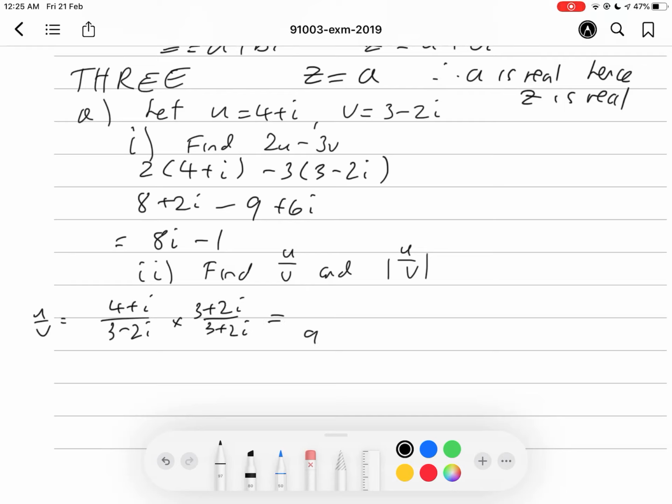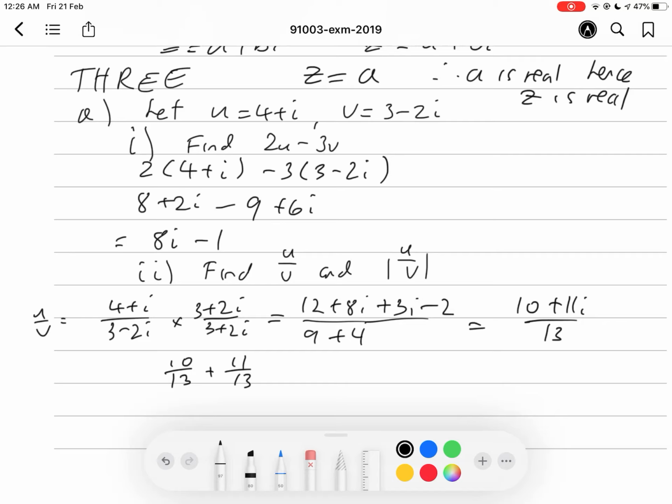The denominator equals 9. Negative 2i times 2i is negative 4i squared, and i squared is negative 1, so it becomes plus 4. The numerator is 12 plus 8i, plus 3i, plus 2i squared, which becomes negative 2. So this becomes (10 + 11i) over 13. So therefore 10 over 13 plus 11 over 13 i.